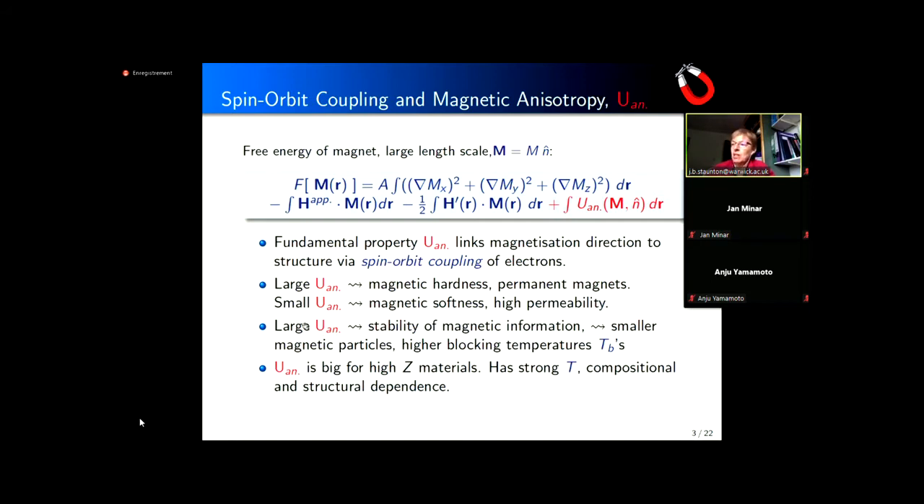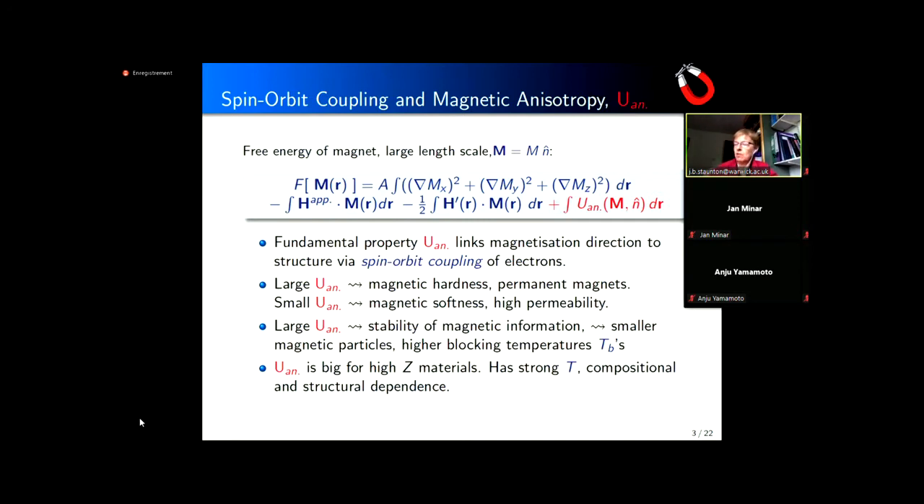So, as I said, this property is linked to the spin-orbit coupling, so that means it's going to be big for materials which have got elements with high atomic number. And also, if I have time, I'll say a little bit about this towards the end. It also has a strong temperature dependence, and because of its nature, is heavily tied to the composition of the material and its structure.